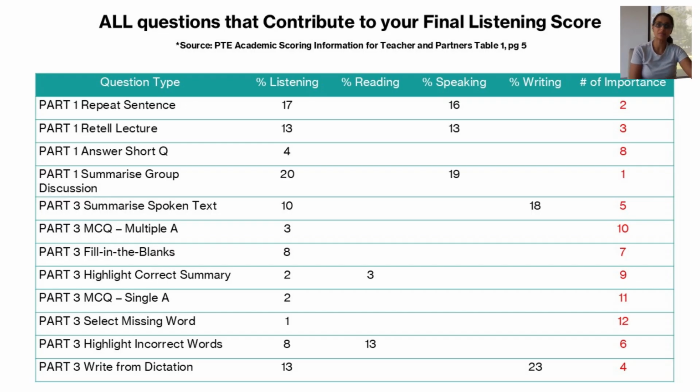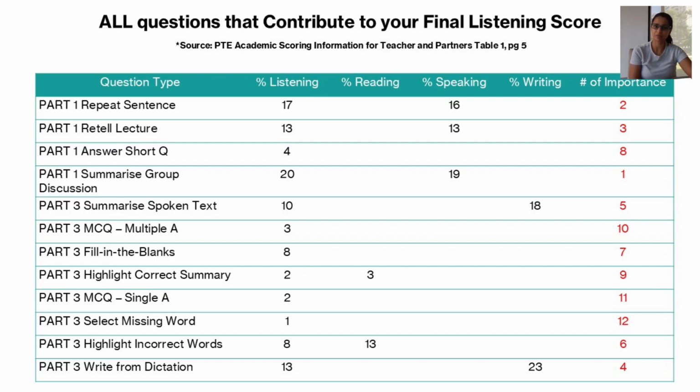Okay, the single most important question for listening is actually summarize group discussion. Okay, so you will see that there are 4 questions in part 1 in the speaking part of the test that contribute to your listening score. They are repeat sentence, retell lecture, answer short question, and summarize group discussion. After that, you have the standard 8 questions in the listening part of the test.